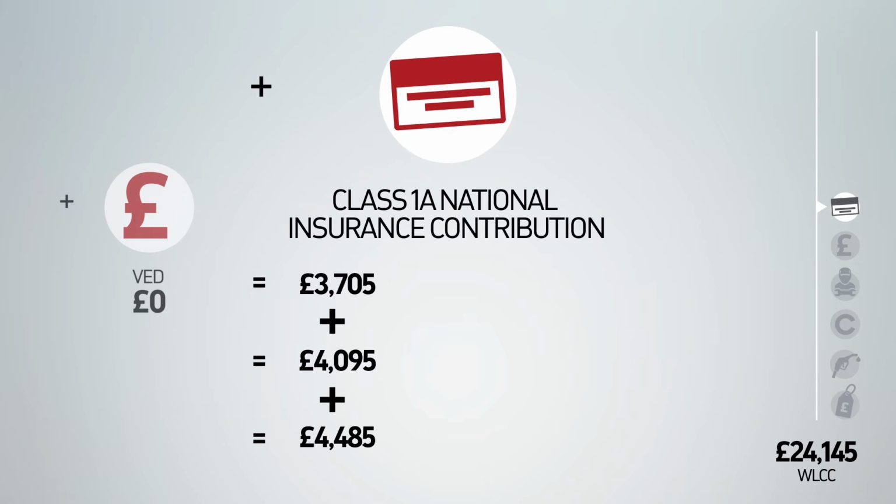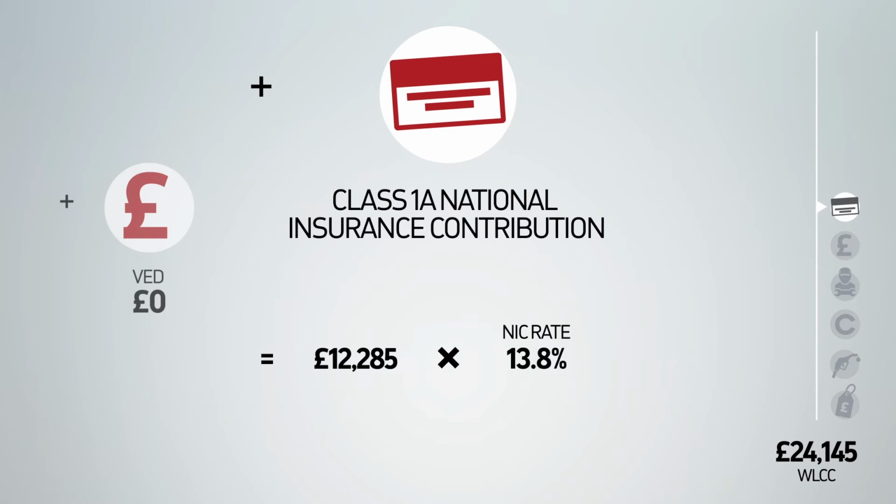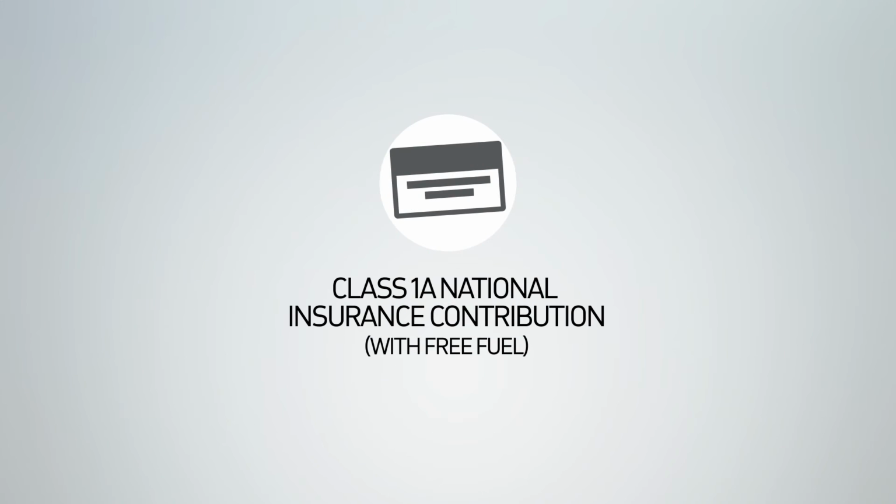Multiplying the P11D value of £19,500 by these percentages gives a combined value of £12,285 over 3 years. This amount is then multiplied by the standard Class 1A national insurance contribution rate set by HMRC, which is currently 13.8%, giving a total of £1,696.